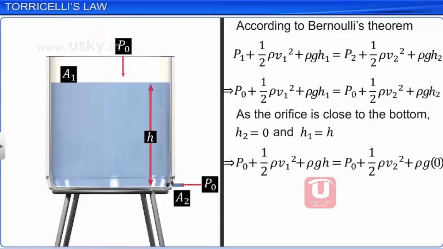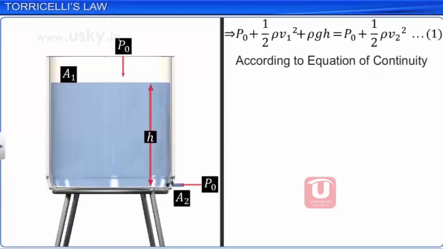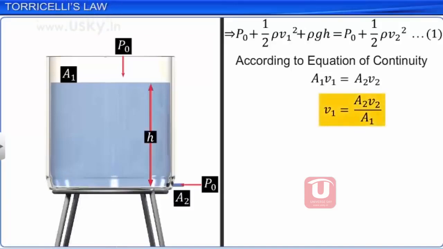On simplification, we get the expression shown. Let's call this equation 1. According to the equation of continuity, A1V1 is equal to A2V2, or V1 is equal to A2V2 divided by A1. Let's call this equation 2.